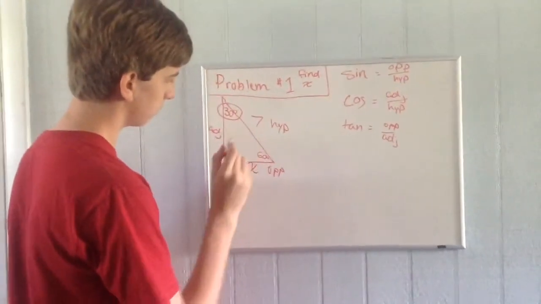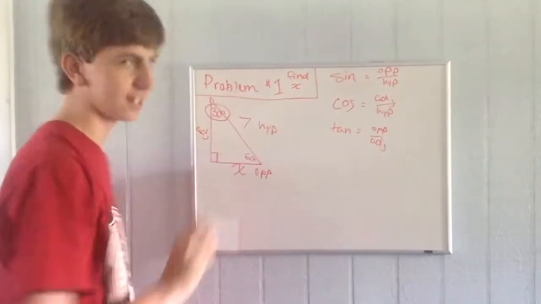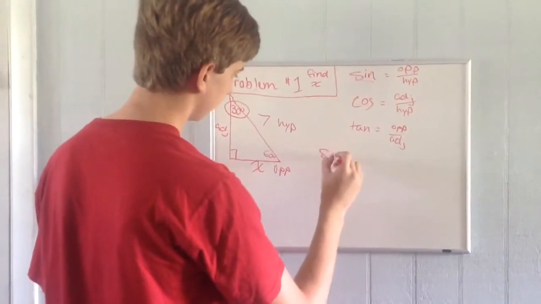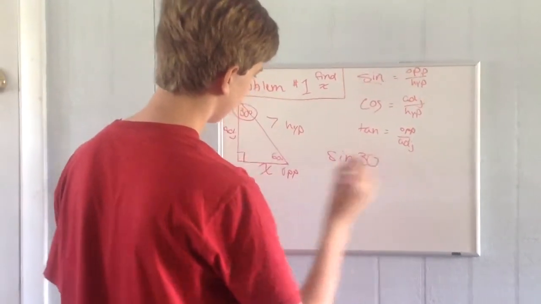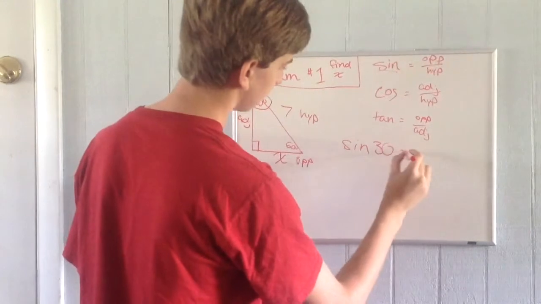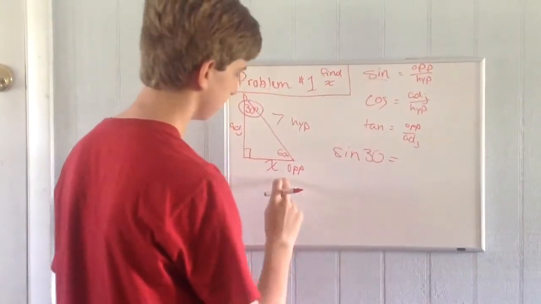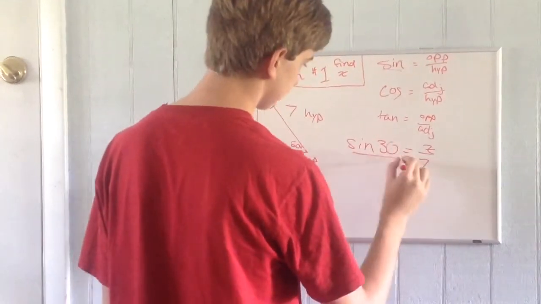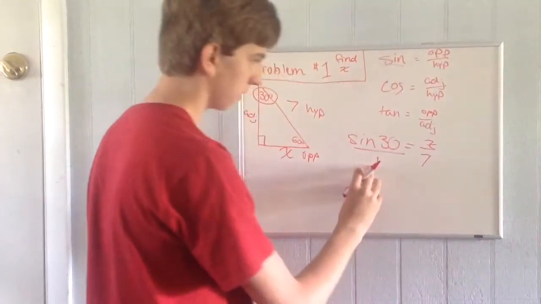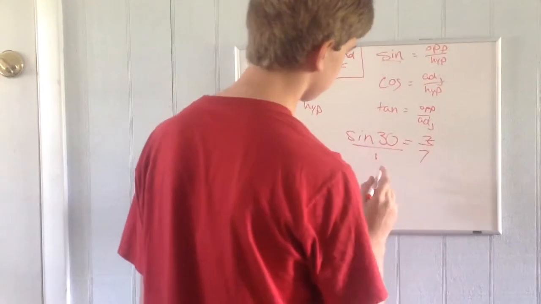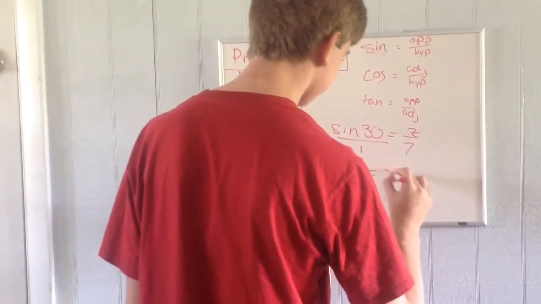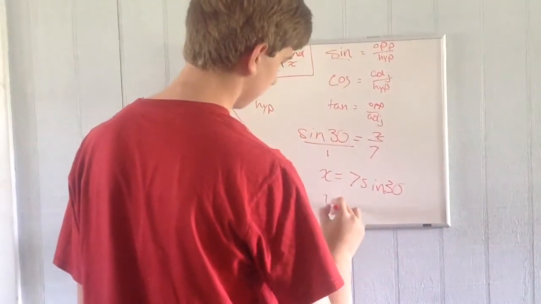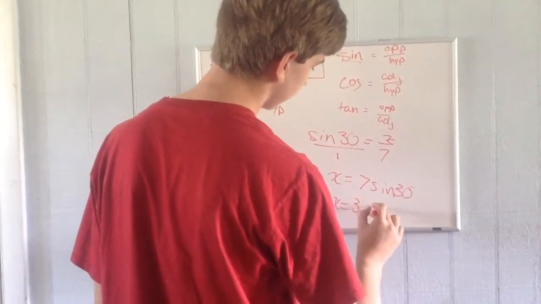Now we figure out which one of these uses opposite and hypotenuse. Sine. So sine of our angle equals opposite over hypotenuse. So opposite, x, over 7. And since sine is a whole number, put it over 1. And now we can write a proportion and cross multiply. So x equals 7 sine 30. Put that in a calculator, and you'll get 3.5.